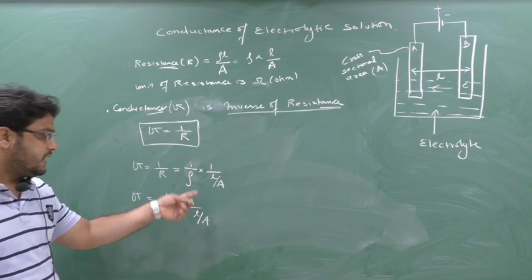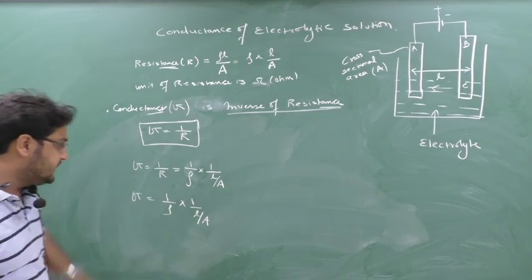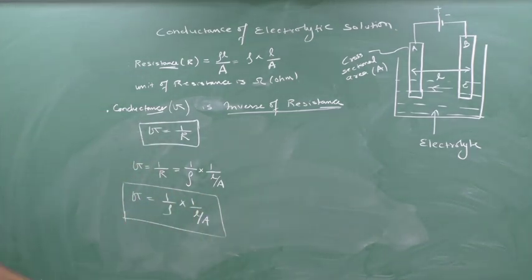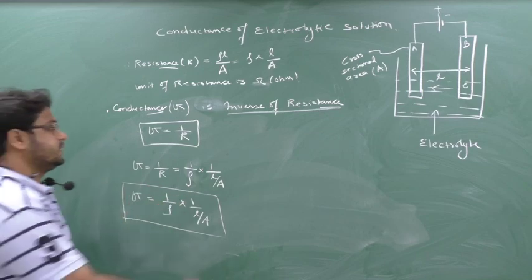Here I could have taken A by L also, but instead of A by L, I have written L by A. Why? I will explain the meaning later on in this class. So conductance G equals 1 by rho into 1 by L by A. Now, next topic.